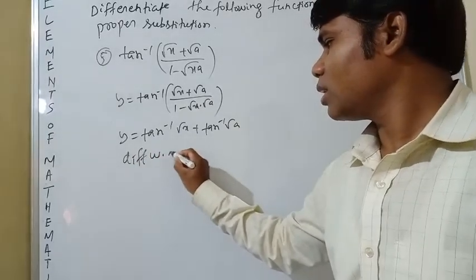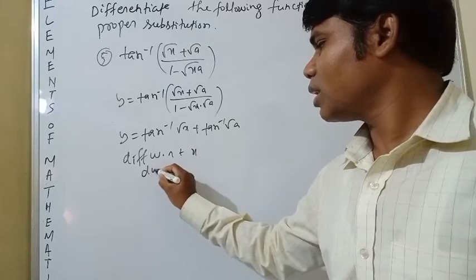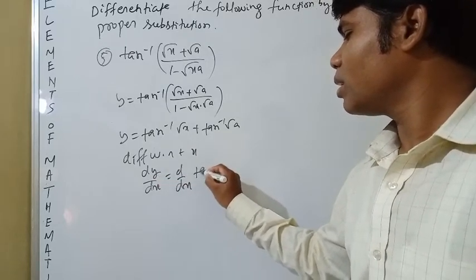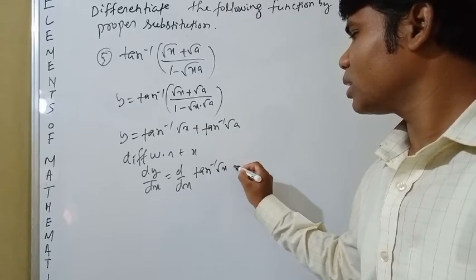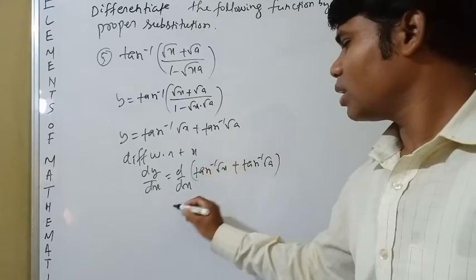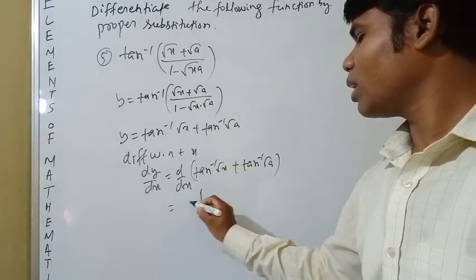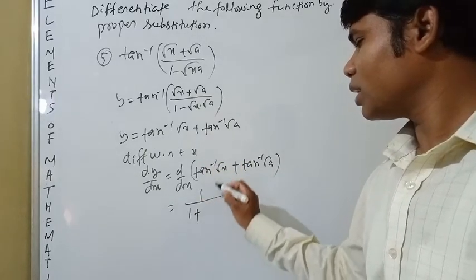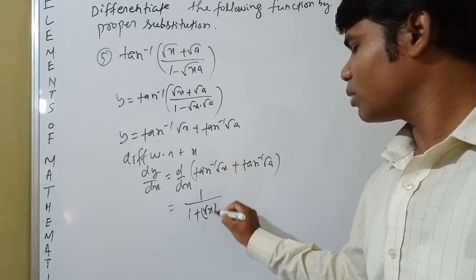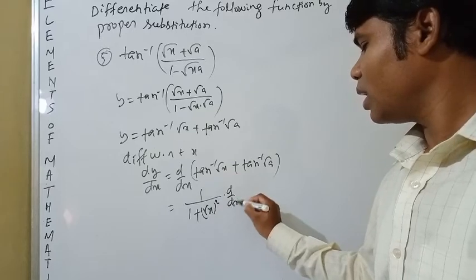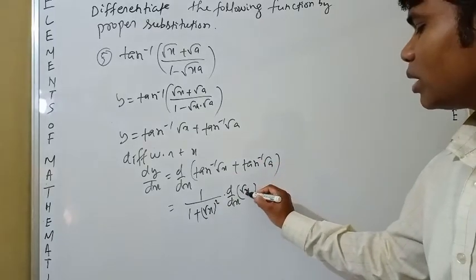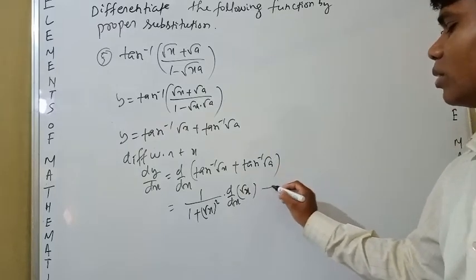Differentiate with respect to x. dy by dx is equal to d by dx of tan inverse root x plus tan inverse root a. The derivative of tan inverse root x is 1 by 1 plus x square, where in the place of x, root x is given, so root x square, and again the derivative of root x. Tan inverse root a is constant, so the derivative of a constant is equal to 0. Plus 0.